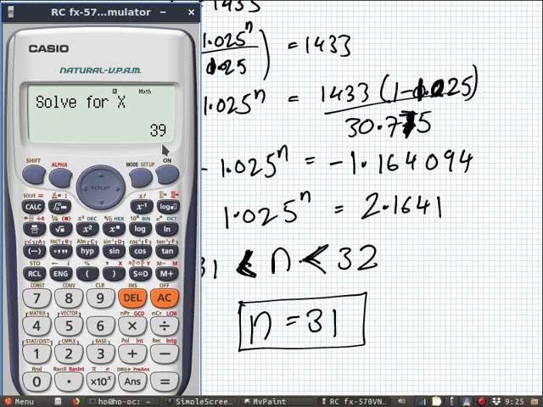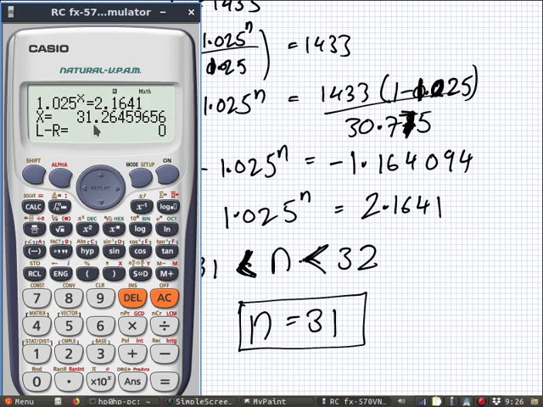You need to clear the calculator because it still has your answer from the last one. 1.025 power alpha x, alpha equals, alpha equals 2.1641. Do I need to shift solve? I don't need to press equals here. Shift solve. Yeah, just press equals.